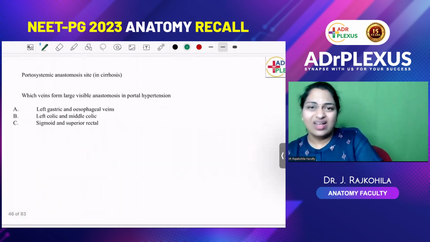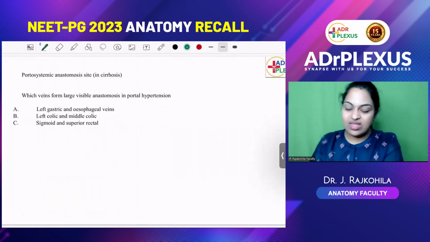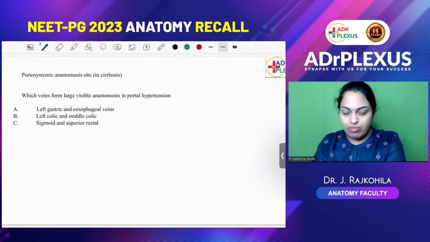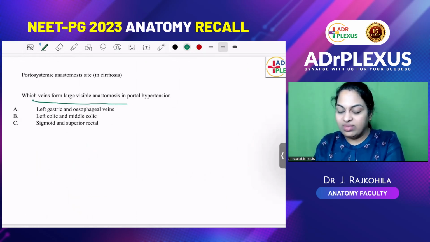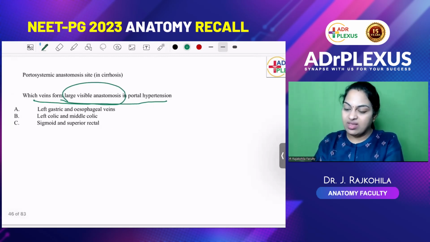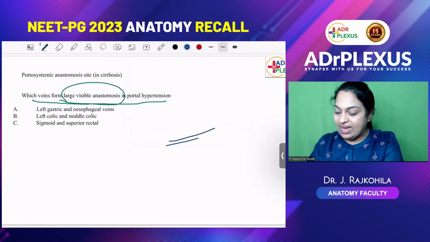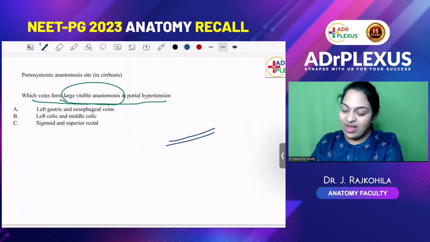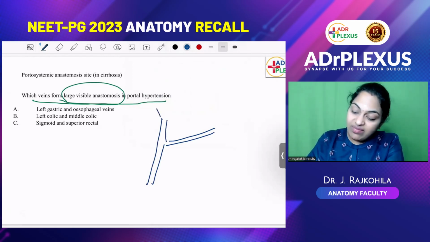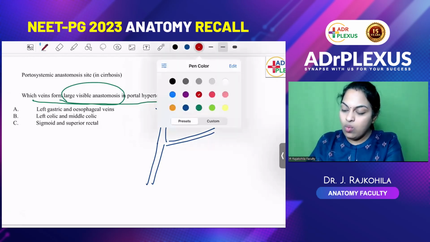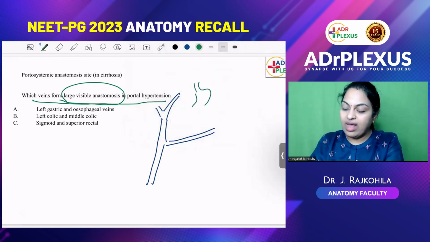Next, another important question, a repeated and easy question. The portosystemic anastomotic site in cirrhosis, or it was put like, which veins form the large visible anastomosis in portal hypertension? Yes. So you'll tell me, how is the portal vein formed? The splenic vein, yeah, it unites with the superior mesenteric vein to form the portal vein. That will divide into a right and left branch, right?